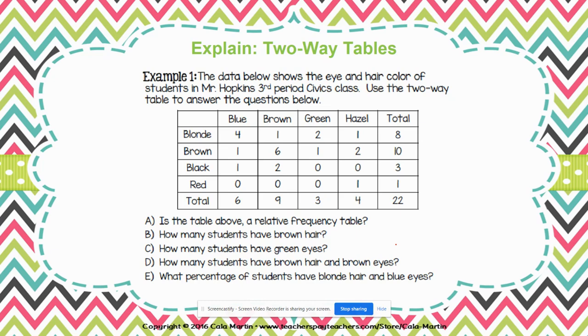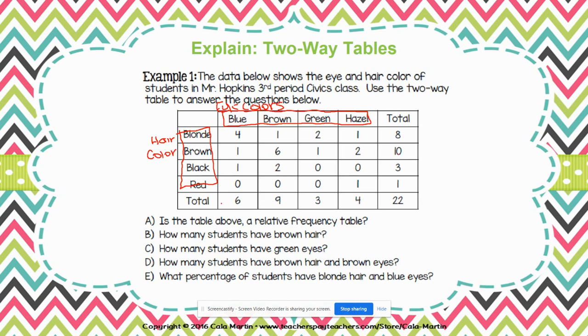All right, so let's look at some two-way frequency tables and see what information we can get from them. The first example says this data shows the eye and hair color of students in Mr. Hopkins' 3rd period civics class, and we're going to use the table to answer the questions. When we look at all of our rows, it's blue, brown, green, and hazel, so these are probably eye colors. And in my columns over here, I have blonde, brown, black, and red. These are probably hair colors.